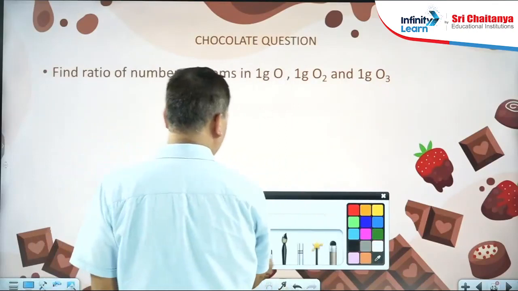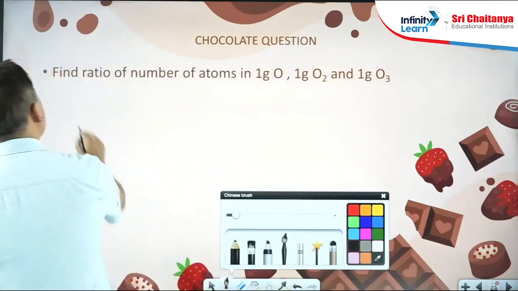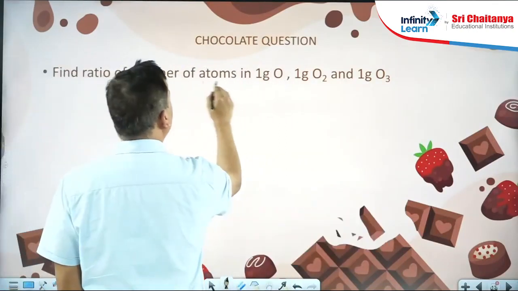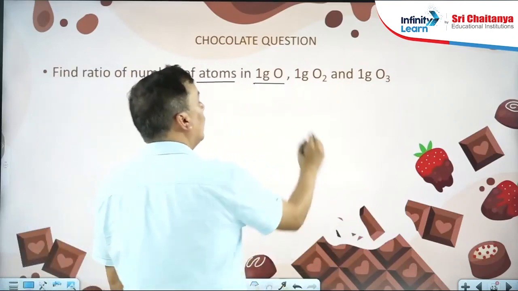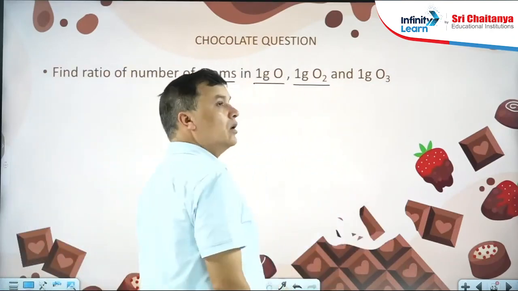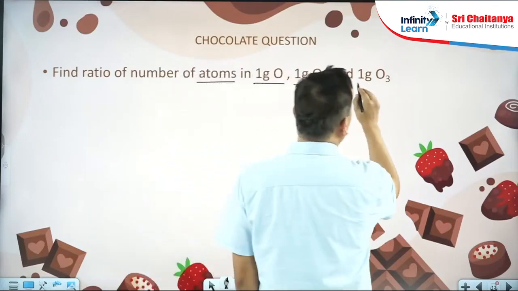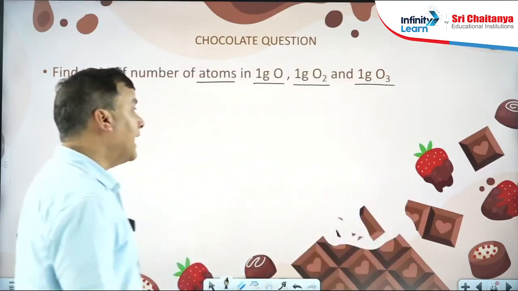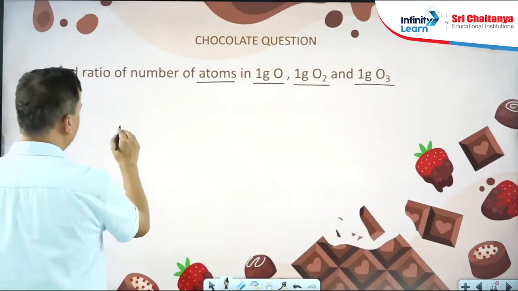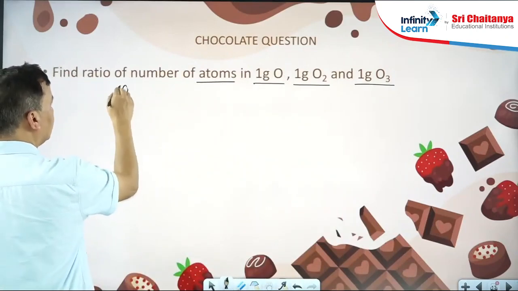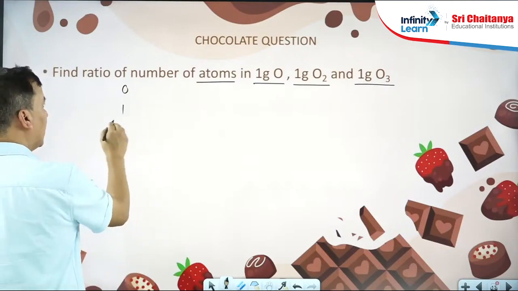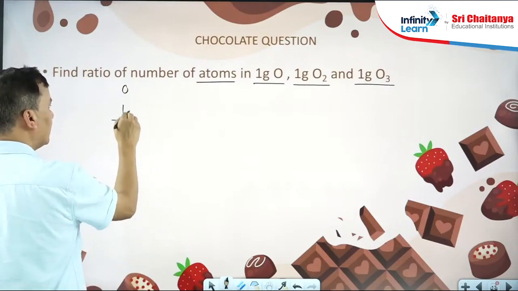So what we have here, he is asking: find the ratio of the number of atoms in 1 gram of oxygen, 1 gram of O2, and 1 gram of ozone. Atoms we have to find out. 1 gram, I am talking about oxygen. 1 gram upon what? 16.